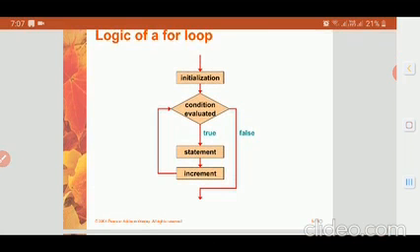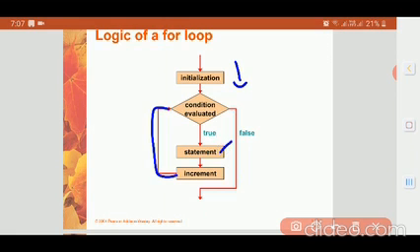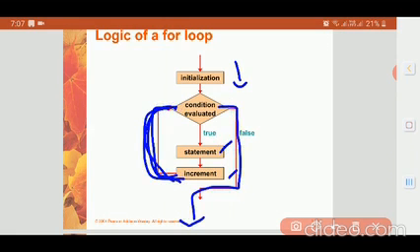See the flow diagram. We initialize the value, then give a condition. If the condition is true, the statement is executed. After executing, it gets incremented or decremented. If once again the condition is true, once again it will execute the statement, then increment or decrement. So this loop keeps continuing until the condition is true. But once the condition becomes false, the loop terminates and comes out. Okay. This is how our for loop will work.